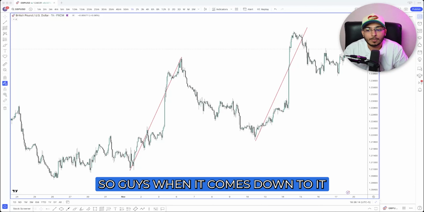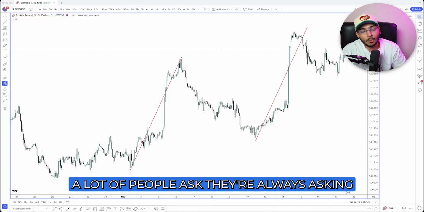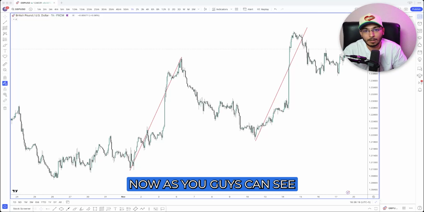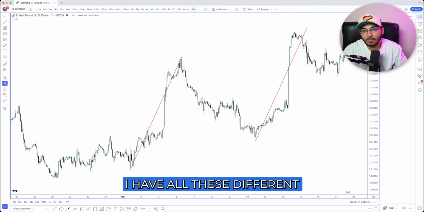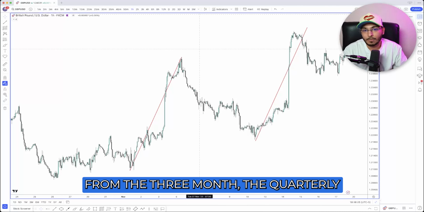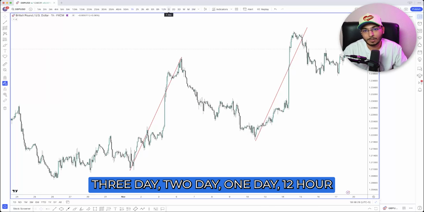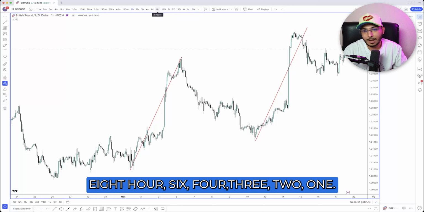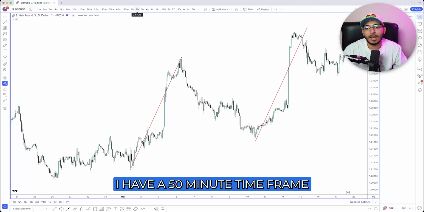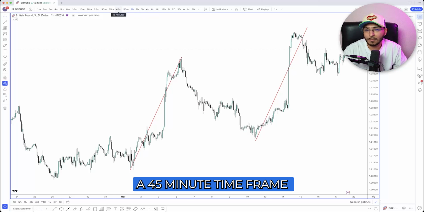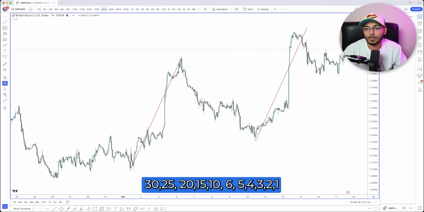So guys, a lot of people are always asking, what's the best time frame to trade on? Now, as you can see, I have all these different time frames up here, from the 3-month, the quarterly time frame, the monthly, the weekly, the 3-day, 2-day, 1-day, 12-hour, 8-hour, 6, 4, 3, 2, 1. I have a 50-minute time frame, a 45-minute time frame, a 35-minute time frame, 30, 25, 20, 15, 10, 6, 5, 4, 3, 2, 1.